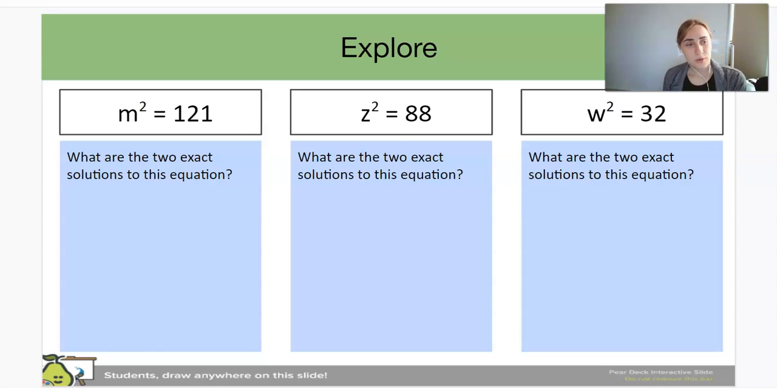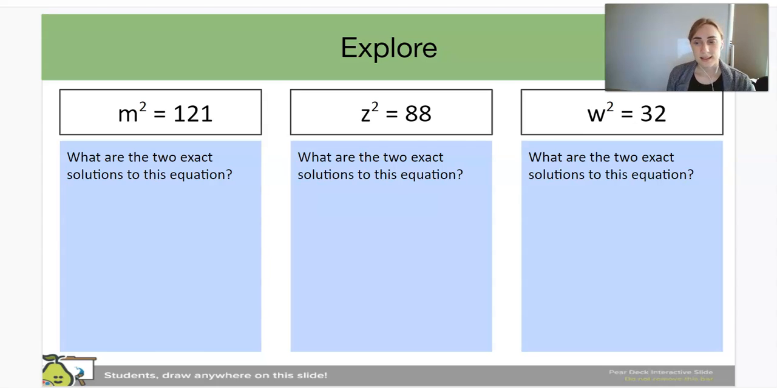On slide E, we're going to explore some more. We have three equations. M squared equals 121, Z squared equals 88, W squared equals 32. For all three of those equations, you're going to answer the question, what are the two exact solutions to this equation? Pause and think about slide E.